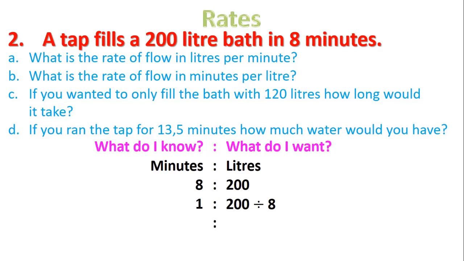Next, we don't want 1 minute. How many minutes do we want? Well, the question tells us we want 13.5 minutes. So how many liters is that? Well, we take our 200 divided by 8 and we multiply that by 13.5. Now we put that in our calculator and we press equals and we get 337.5 liters. And so if you let the tap run for 13.5 minutes, you'd have 337.5 liters in your bath.